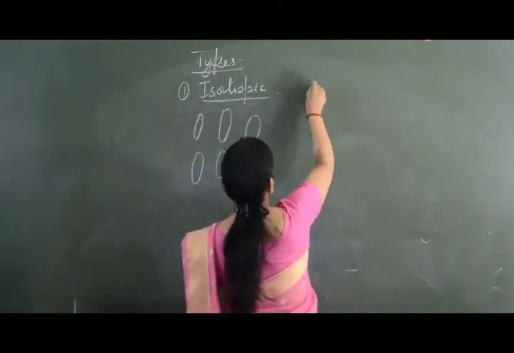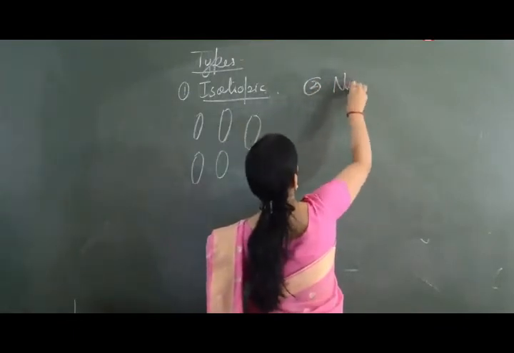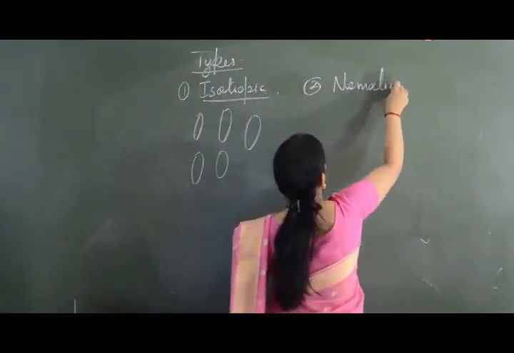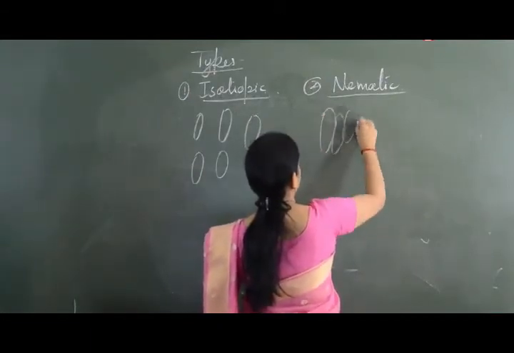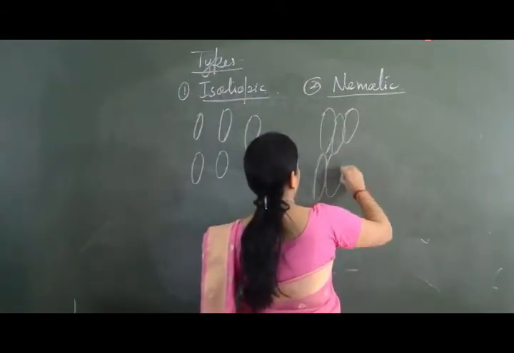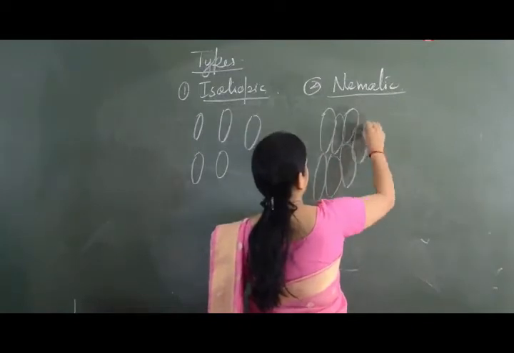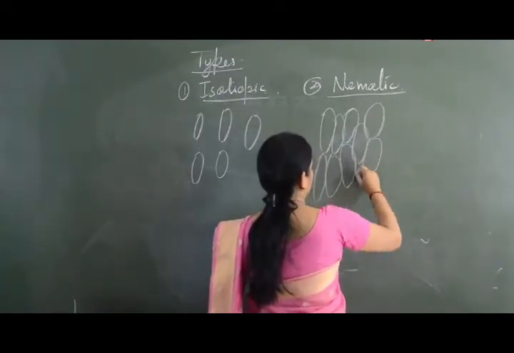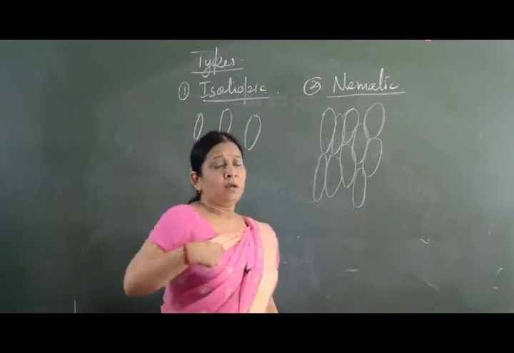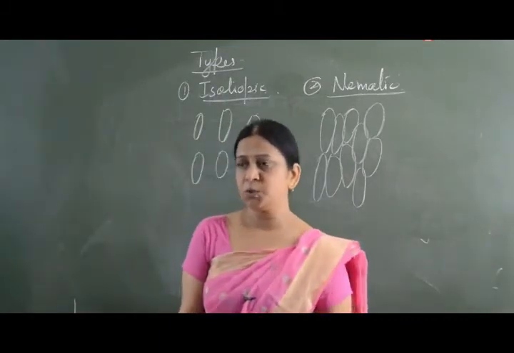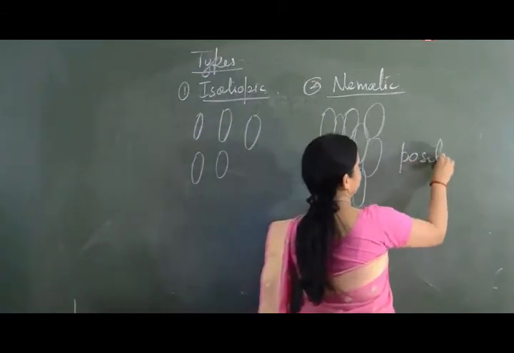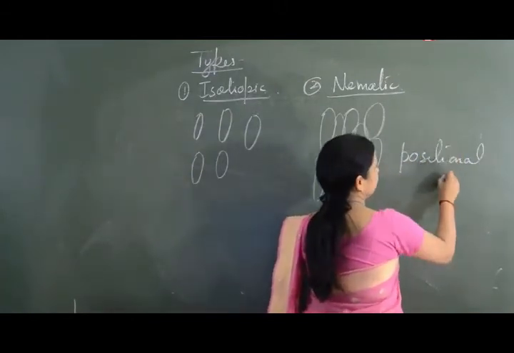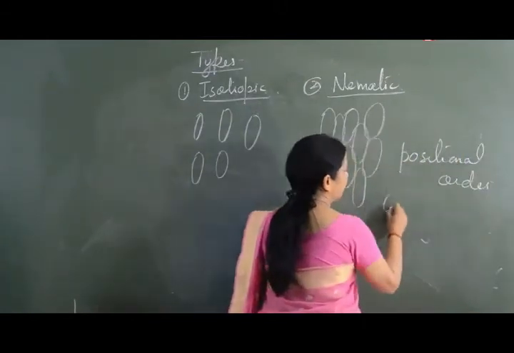Then the second is nematic liquid crystal, and this is the arrangement of molecules here. It looks like a bunch of molecules. Now if we talk about solids, we have two types of order. One is positional order, the other is orientational order.